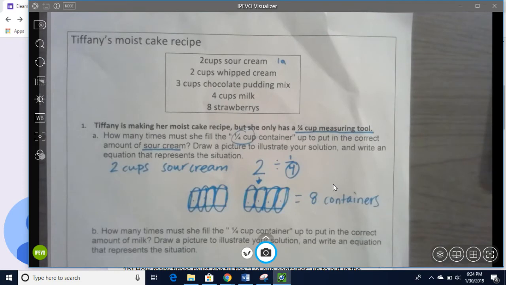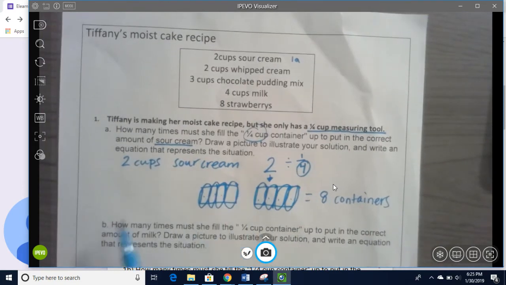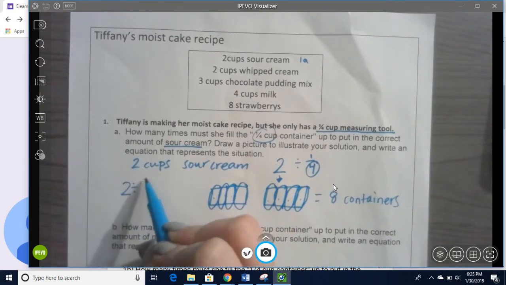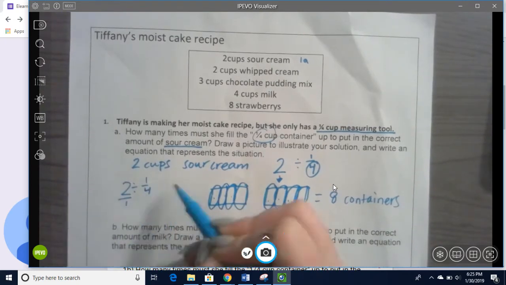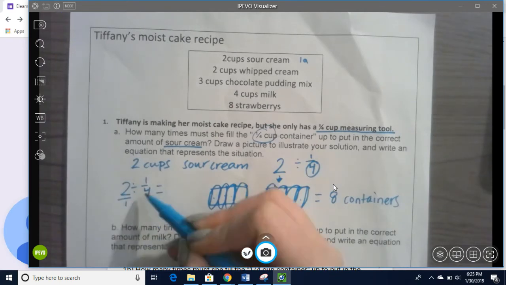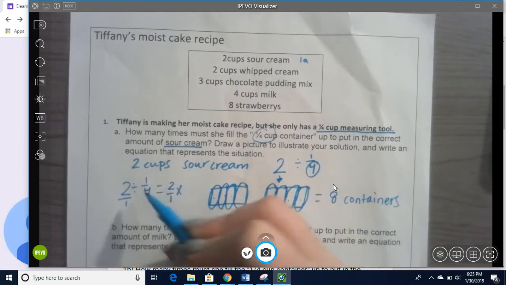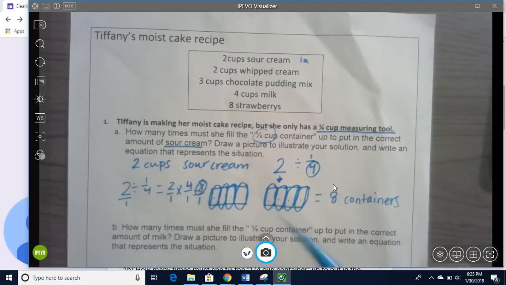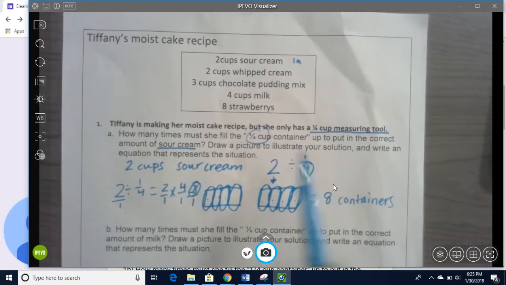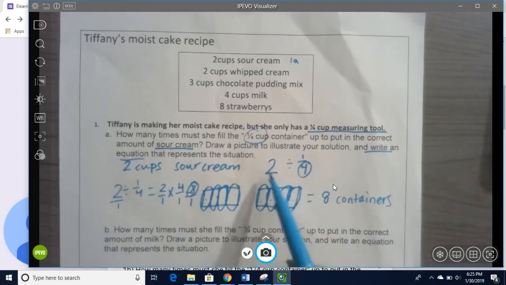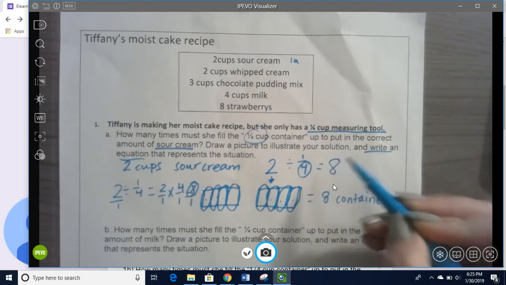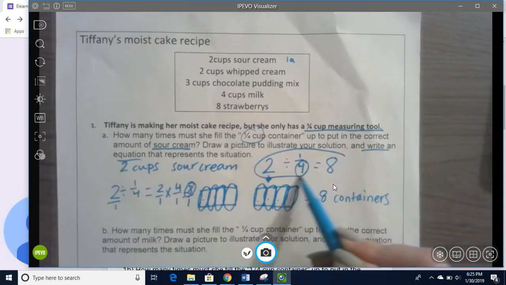Okay, now it doesn't say to, but I'm going to go ahead for this one and check my work. Put it over in the proper fraction, keep, change to multiplication, flip, and we get 8. Okay, but then remember, we have to write our equation. We already had the first part, 2 divided by 1/4. To make it the full equation, we need the equal sign to equal 8.